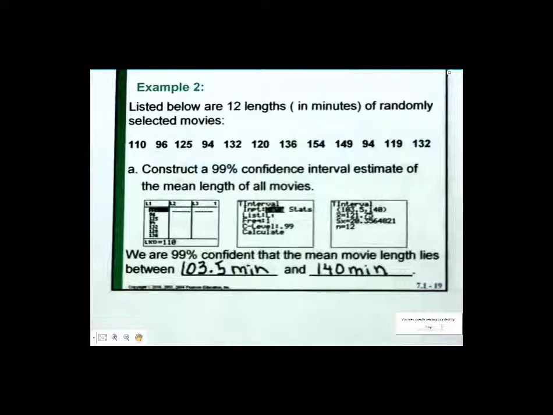If we knew the population standard deviation of all movies, then we could construct a z-interval rather than a t-interval, and we'd have a better estimate. We'd have a smaller range. We have a wide range because we didn't know the population standard deviation.